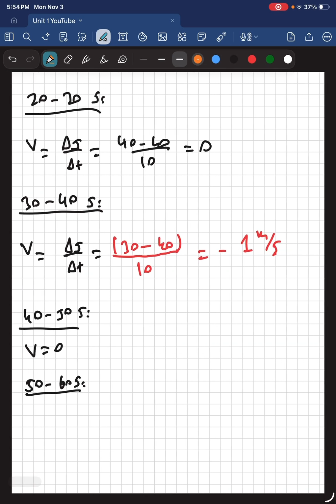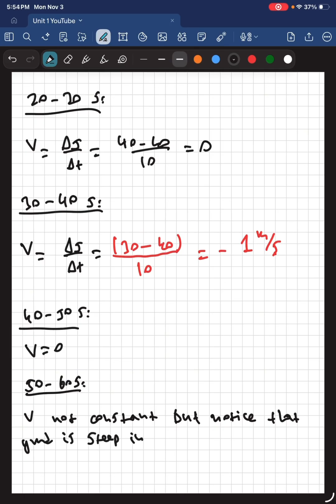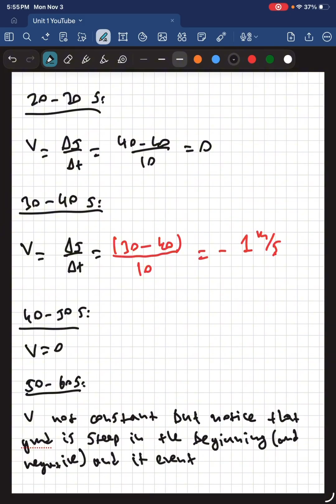All right, so let me write this down. So V not constant, but notice that the gradient is steep in the beginning and negative, and it eventually becomes 0. So we have the acceleration pretty much.